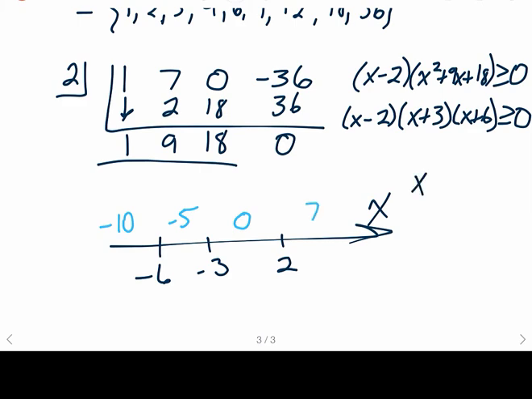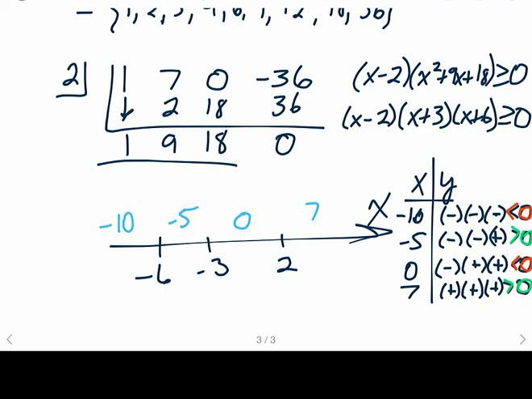Actually, you're going to do that. What I'd like for you to do is, using the factors x minus 2, x plus 3, x plus 6, and the test points that we just identified, -10, -5, 0, and 7, figure out whether each input gives a positive or negative output. So go ahead and pause the video, crank those out.